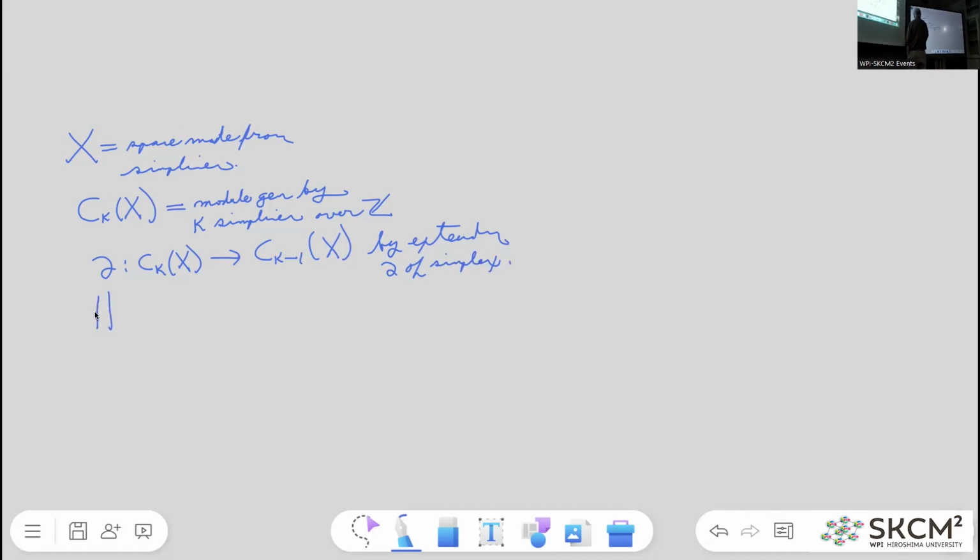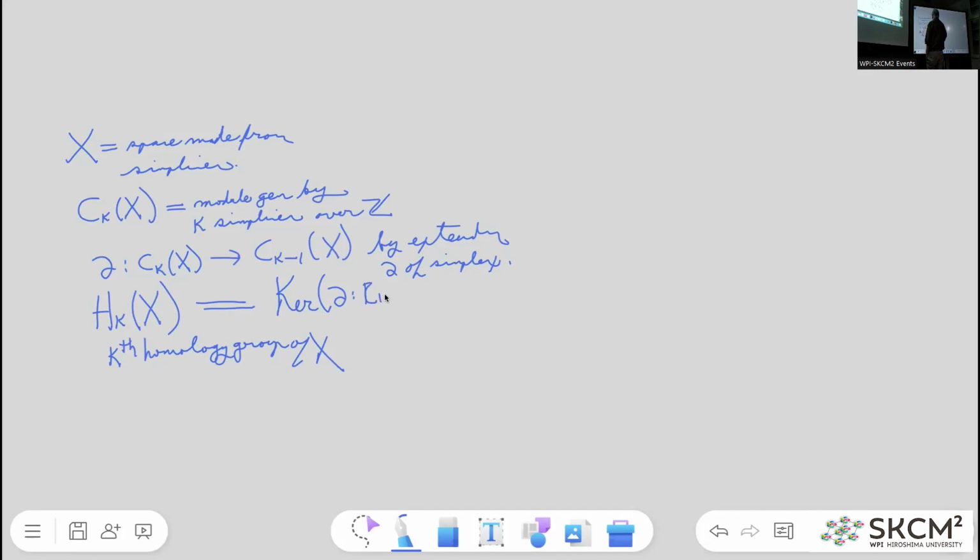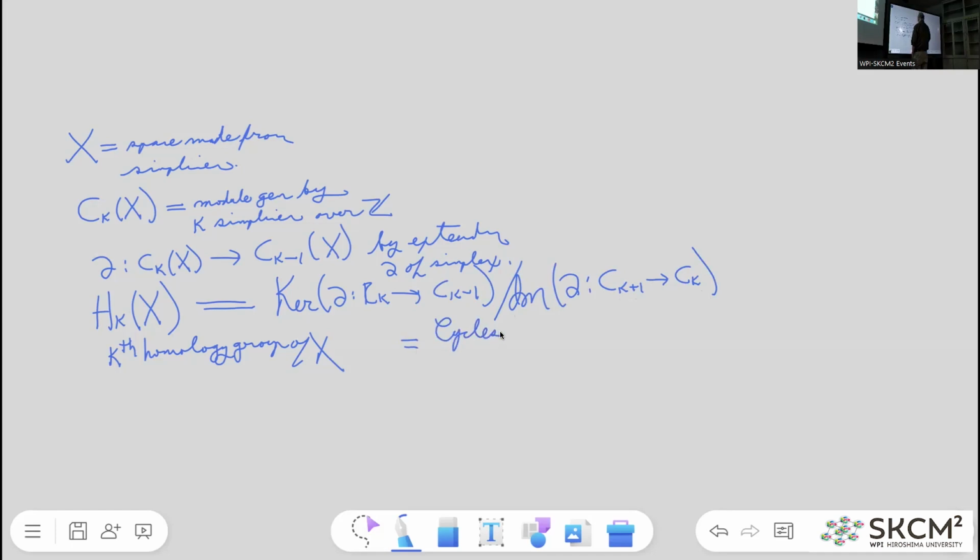And we define the kth homology group of X to be equal to the kernel of boundary, taking C_k to C_(k-1), modulo the image of boundary, taking C_(k+1) to C_k, which I say in words as cycles mod boundaries.